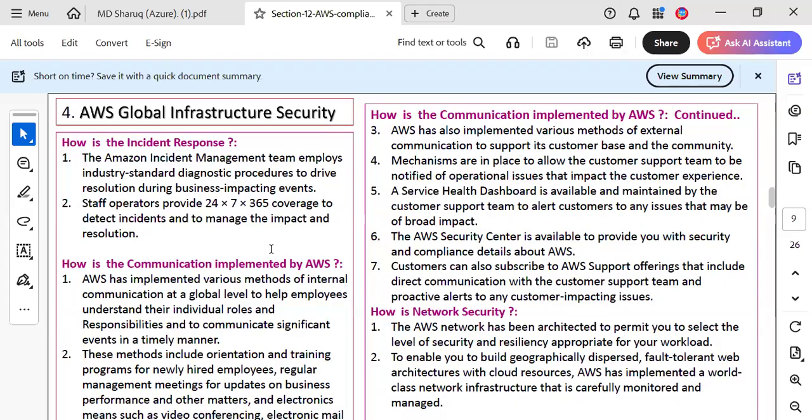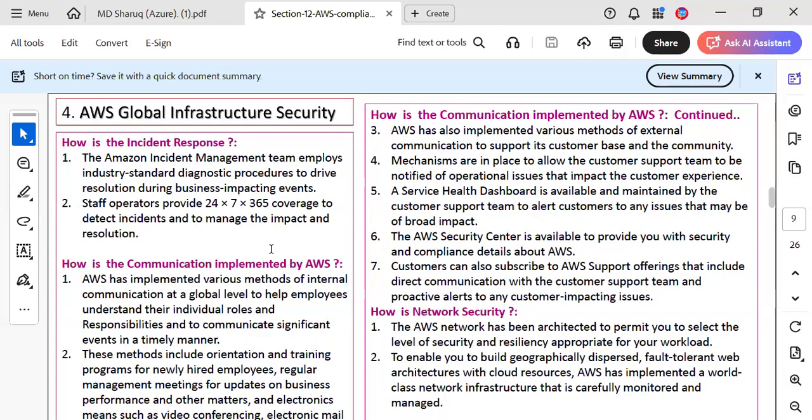Then a Service Health Dashboard is available and maintained by the customer support team to alert customers to any issues that may be of broad impact. So they are going to intimate you of all the actions. The AWS Security Center is available to provide you with security and compliance details about AWS. Customers can also subscribe to AWS support offerings that include direct communication with the customer support team and proactive alerts to any customer impacting issues. It means separate support can be applied, that is a separate service for corporates, not the free tier account.